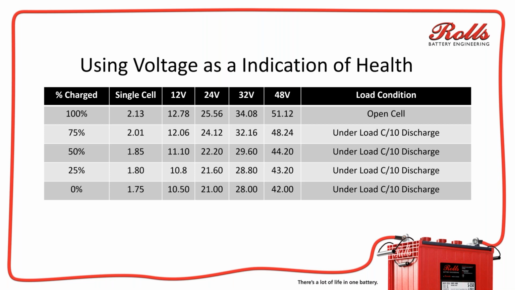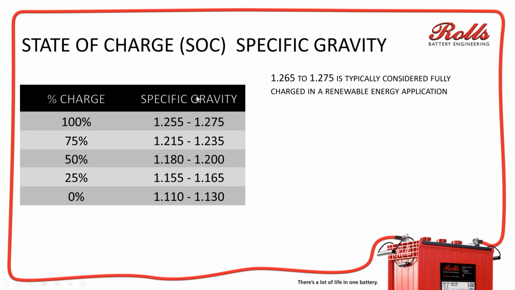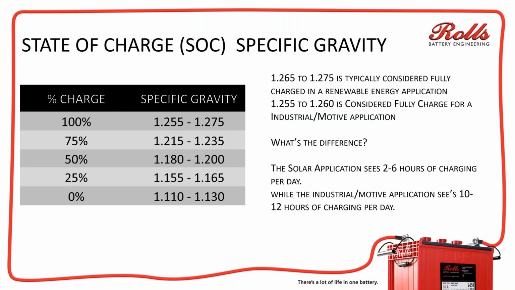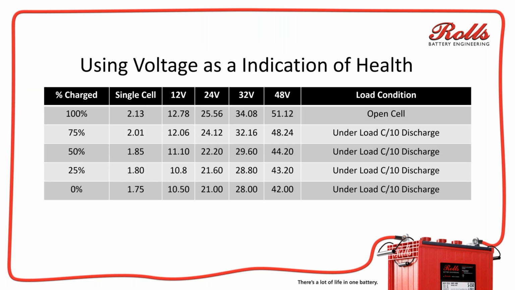So, typical, oops, sorry about that. Didn't want to back that up. All right, so typical using voltage as an indication of health: a lead acid battery is going to measure 2.13 volts per cell, fully charged, rested, open circuit. That means with 2 to 3 hours of rest.